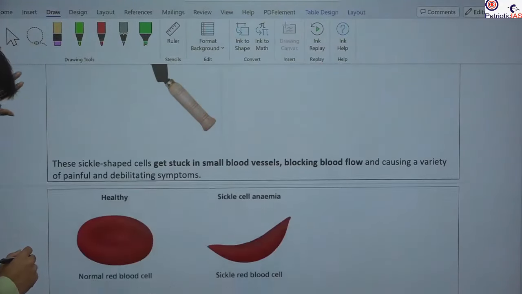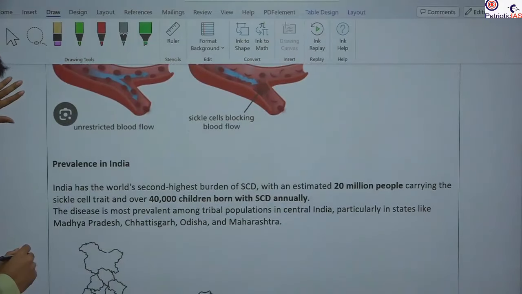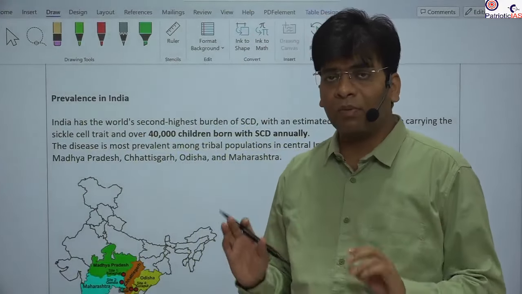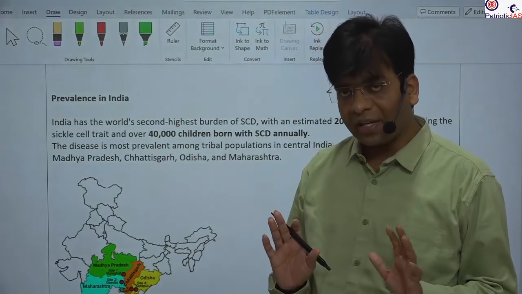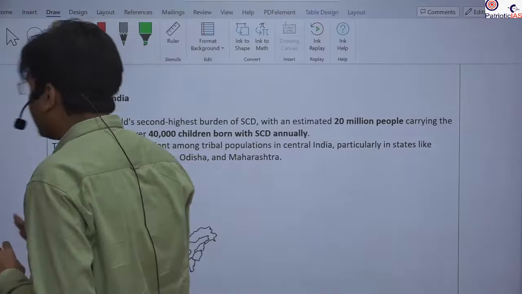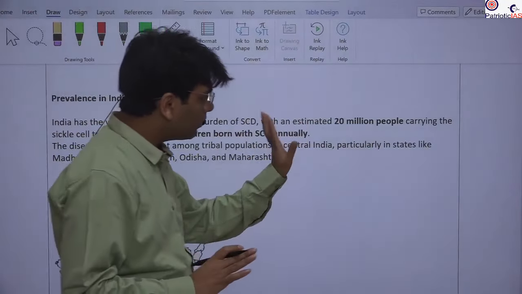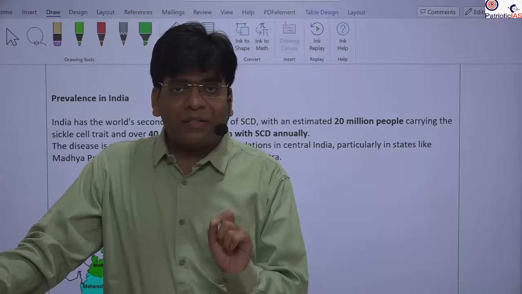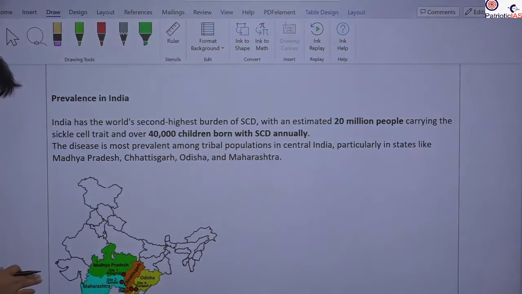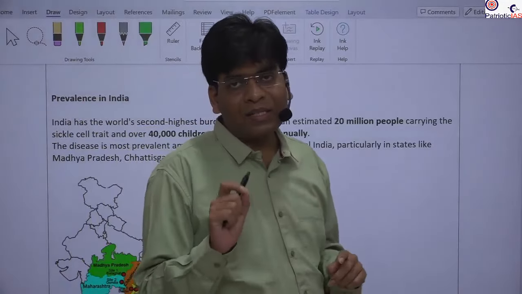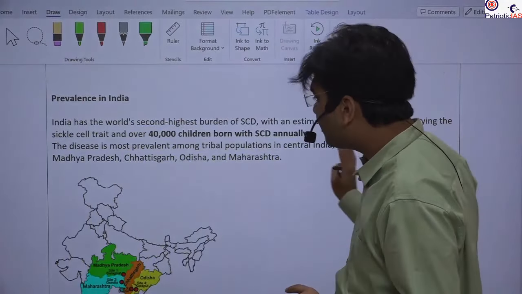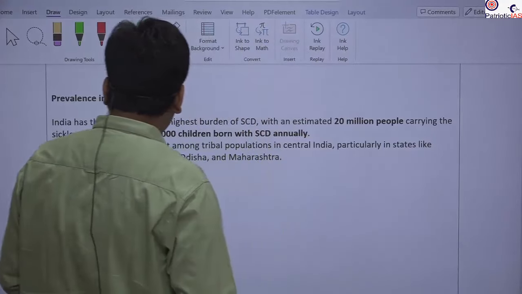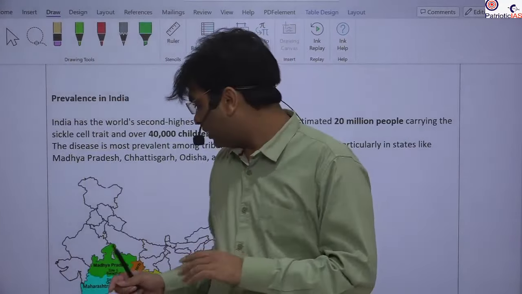These are very important. The other thing you should know is how much prevalence there is in India. India has the second largest population of patients after sub-Saharan Africa. You should know that 20 million, meaning 2 crore people, are suffering from sickle cell anemia and sickle cell disease. And every year 40,000 children are born with sickle cell disease. Mostly it is prevalent among tribal people, mostly tribals of Chhattisgarh, Maharashtra, Odisha and Madhya Pradesh. So please remember, this is the area.